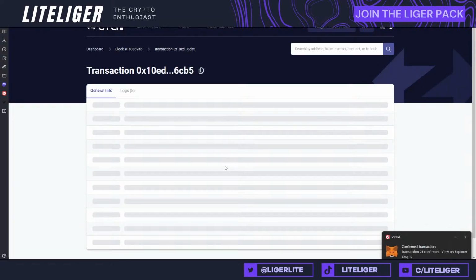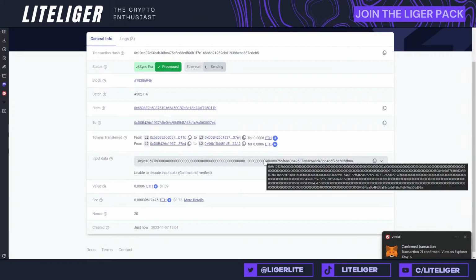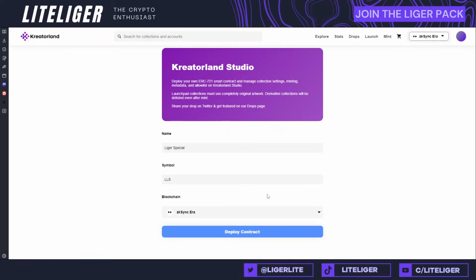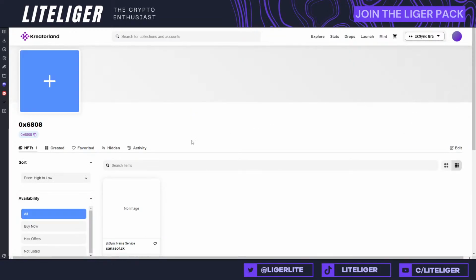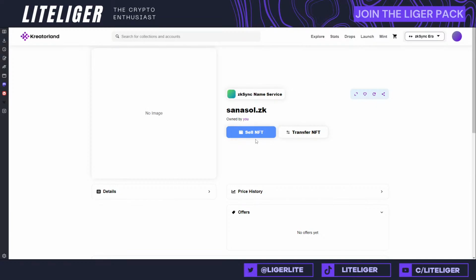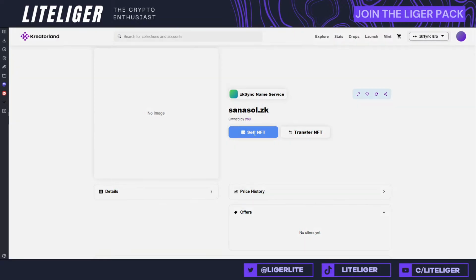Okay, what is this? I think we just tested transactions which didn't go through. Okay, here are, by the way, the NFT that we minted, the domain.